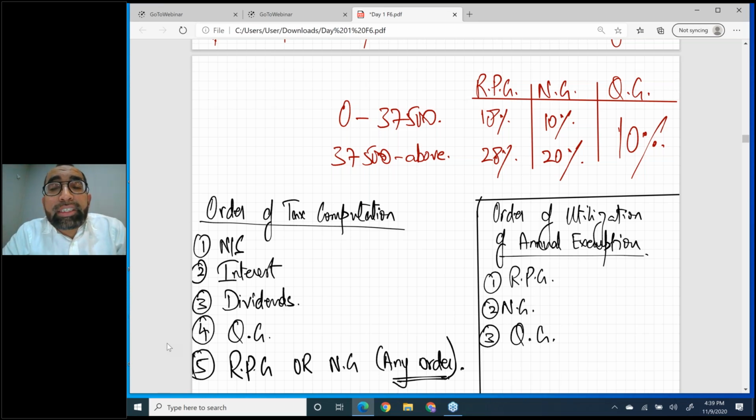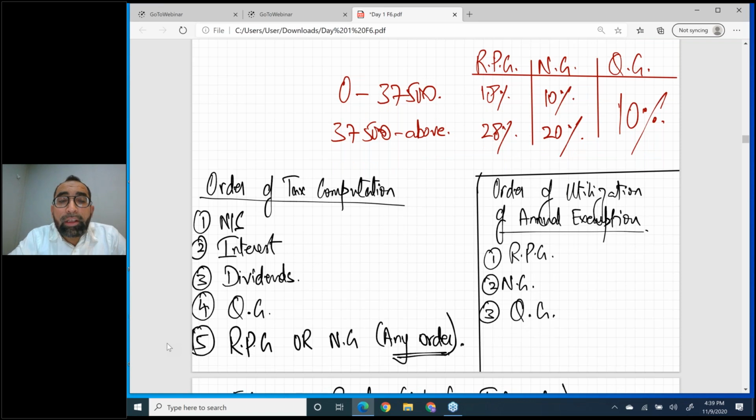And the last heading is QG. QG means qualifying gains. Qualifying gains means those gains which are eligible for entrepreneurs' relief. So they will have a flat tax rate of 10%. Right? Okay. Now, two very important things.